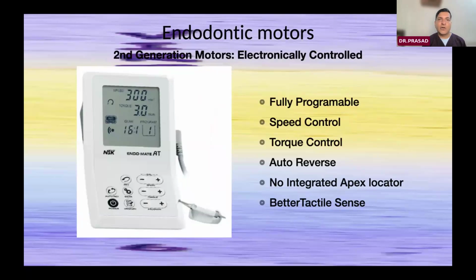The second generation endodontic motors are electronically controlled. These are much more sophisticated as compared to the first generation. They are fully programmable. The speed control is there, torque control is there, auto reverse is there, but there is no integrated apex locator. It has a better tactile sense, but still it is with the cord.